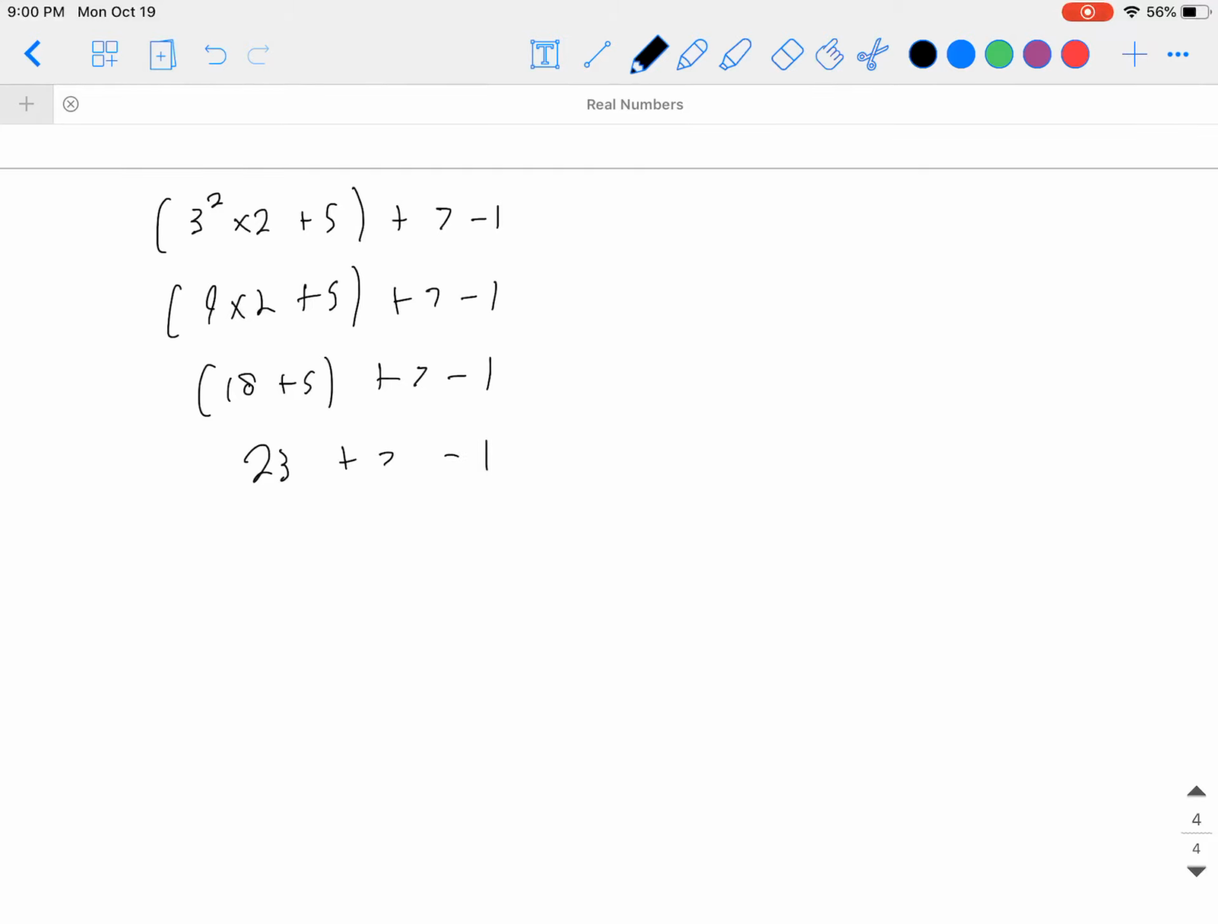Now, all we have left is addition and subtraction, so we move from left to right. We have 23 plus 7 on the left, so we will get 30 minus 1. And then once we do 30 minus 1, we will get 29.